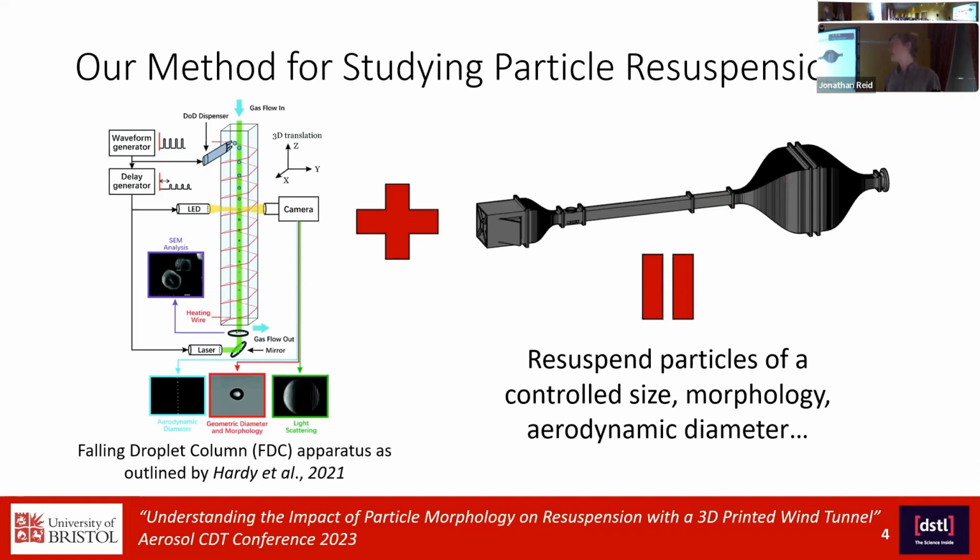So at Bristol, we thought maybe we could do this because we have lots of instruments that can dry particles in very controlled conditions. What you get is particles of very reproducible size and shape, particles that we know quite a lot of information about. This here is the falling droplet column, which Dan Hardy built a couple of years ago. Particles enter at the top of the column, they dry as they fall, and the particles that deposit are very reproducible. So if we had something that could then resuspend those particles, you could have quite controlled experiments and look at particle morphology and other factors that way.